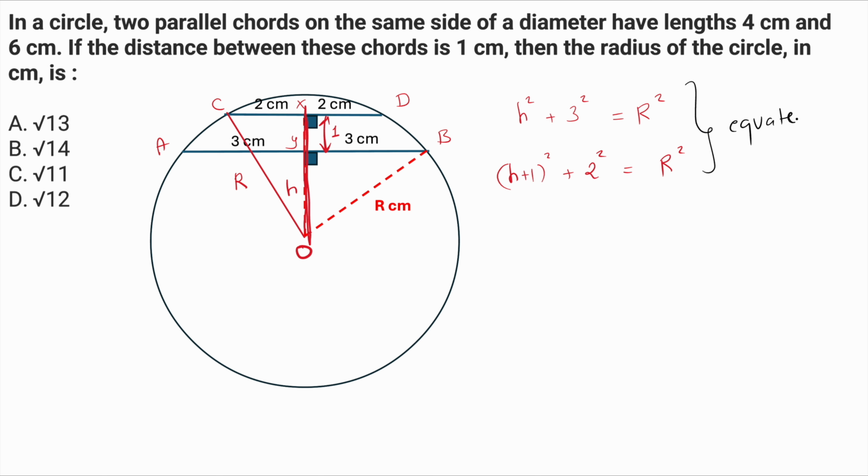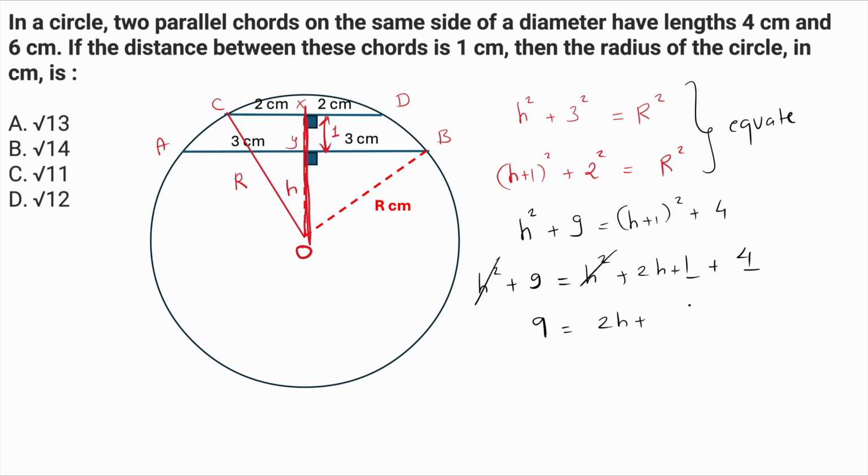The next step, we equate these two, the first and second equations. Since the right hand side is R square in both cases, we can directly equate the left hand sides. H square plus 3 square, which is 9, will be (H plus 1) square plus 2 square, which is 4. So H square plus 9 will be equal to H square plus 2H plus 1, plus 4 as it is. Cancelling out H square from both sides, I'm left with 9 is 2H plus 1 plus 4, which is 5. If 2H plus 5 is 9, I can say 4 is equal to 2H, subtracting 5 from both sides. That gives me 2H is equal to 4, or H is simply equal to 2.